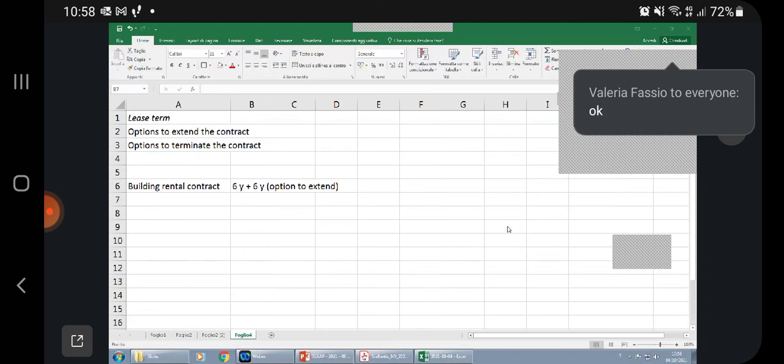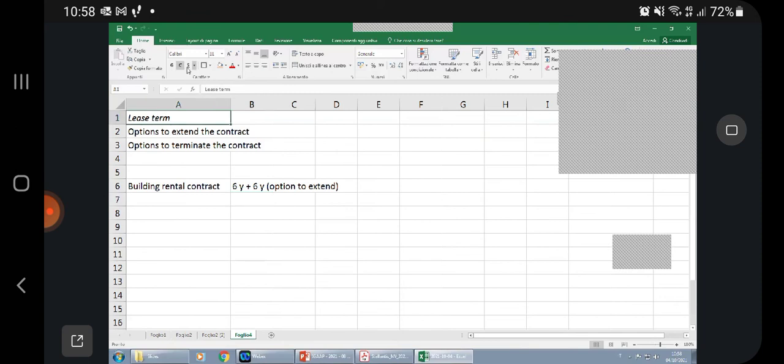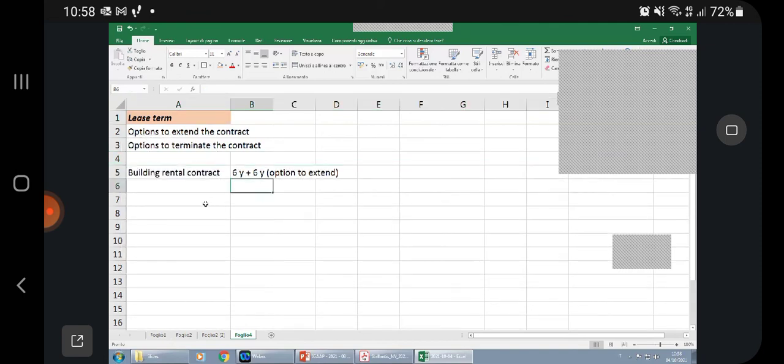Okay, and this is one of the two things that I would like to highlight. The lease term, in most of our exercises, will be very easy. But in real contracts, it is more complex, because when there are options to extend or to terminate the contract, it's up to the company to assess how reasonable it is to exercise or not to exercise these options. Okay?